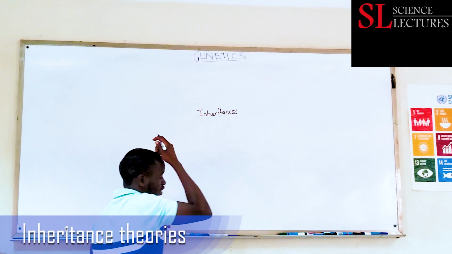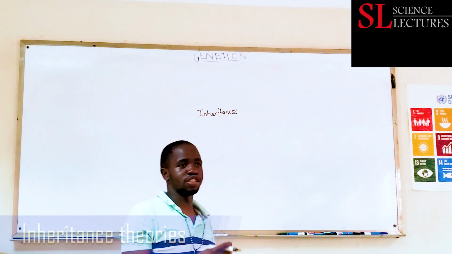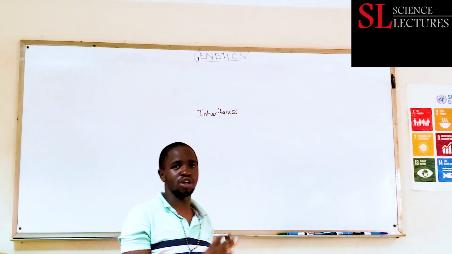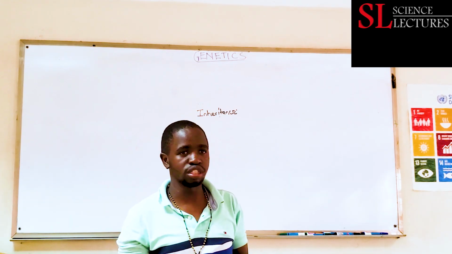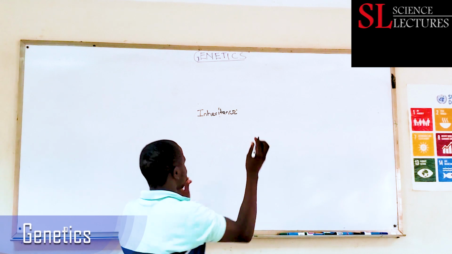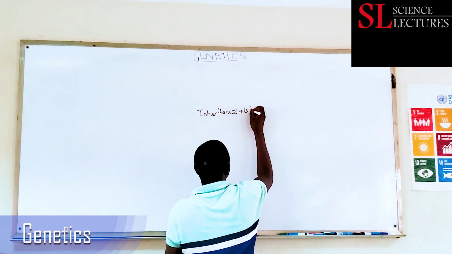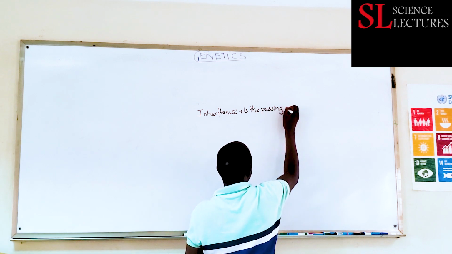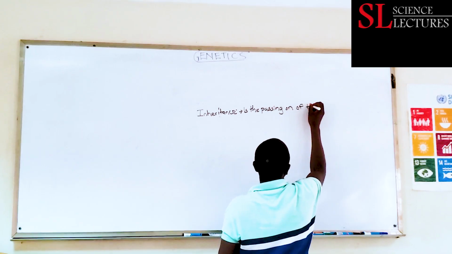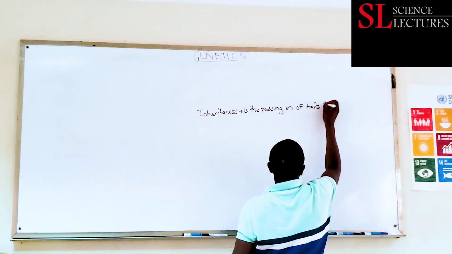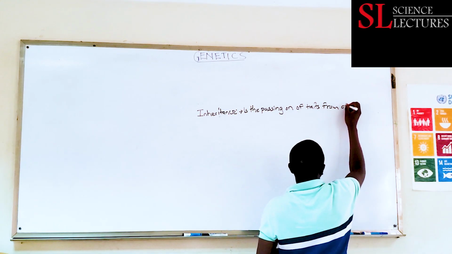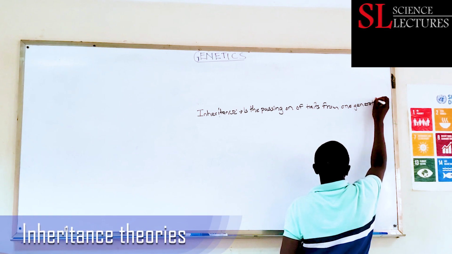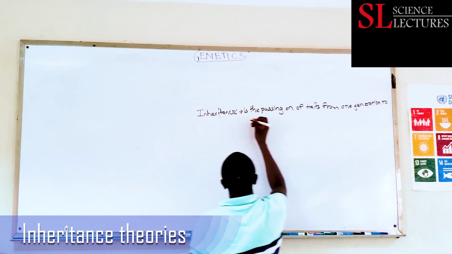Inheritance. We said variation can be hereditary or it can be environmental. And we said in hereditary variation, there is difference in inherited traits. So inheritance is the passing on of traits from one generation to another.